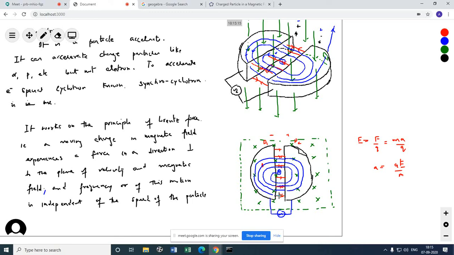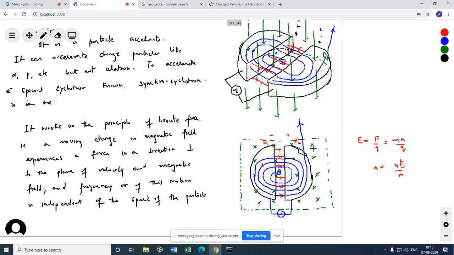Okay, so you can draw it a little bit properly. Now at one certain point, what happens? The velocity will become so large that the radius of the circular path becomes equal to the diameter of the D's. At that time you cannot hold it anymore. It becomes so large. So at that time what will happen? You have to collect it through the window. Remember.